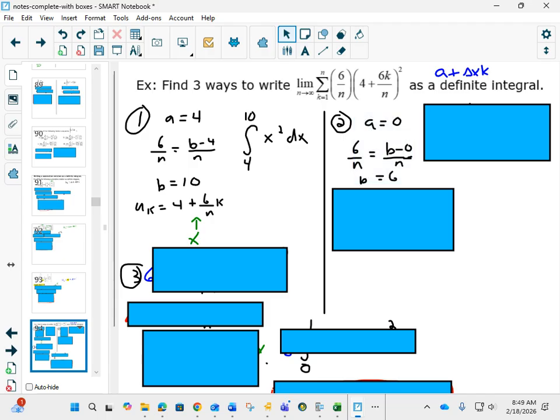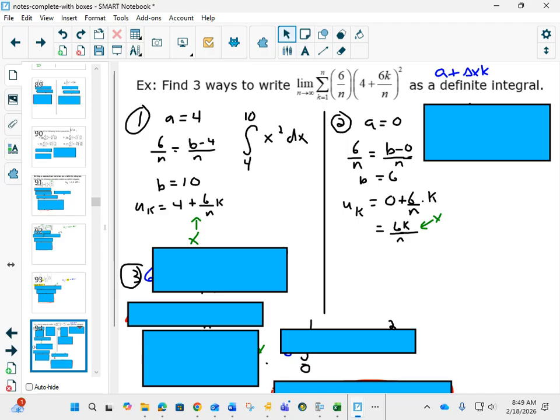We could think of starting at a different spot. Let's start at 0. I still have my 6 over n, so my change of x still looks like 6 over n. So then my b would be 6. And then if I do a plus change of x times k, I just get 6k over n. And that is now my x value. What does that do to my definite integral?